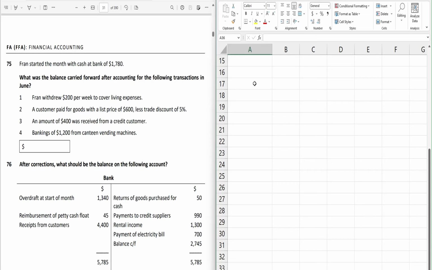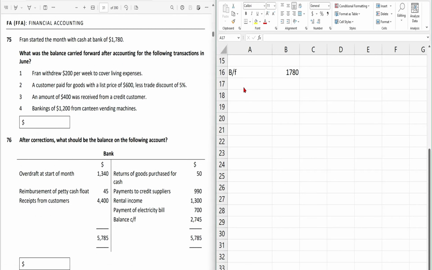So at the start of the month, the cash at bank, I mean the opening balance, or we can say the brought forward balance, was 1780, right? And what was the balance carried forward after accounting for the following transactions in June? So Fran withdraws per week to cover living expenses, and then it will be less. So it's a personal expense of Fran, right? We can say it is a drawing.